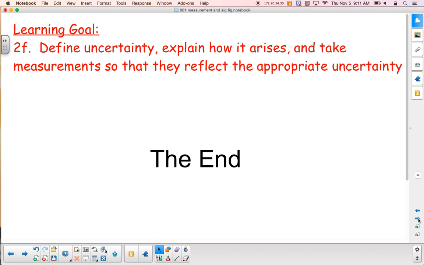Hopefully now you'll be able to define uncertainty, explain how it arises, and take measurements so that they reflect the appropriate uncertainty. Bring your notes packet with you to class tomorrow, and we'll be doing some measurement practice in class.